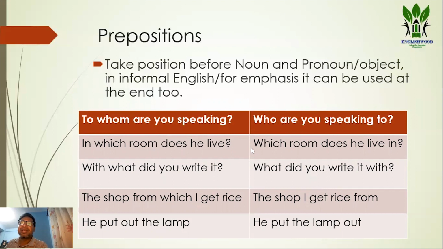In which room does he live? Which room does he live in? With what did you write it? What did you write it with? So we can write like this. With goes to the end. The soap from which I get rice means the soap I get rice from. He put out the lamp. He put the lamp out. So these kinds of sentences are more useful nowadays.